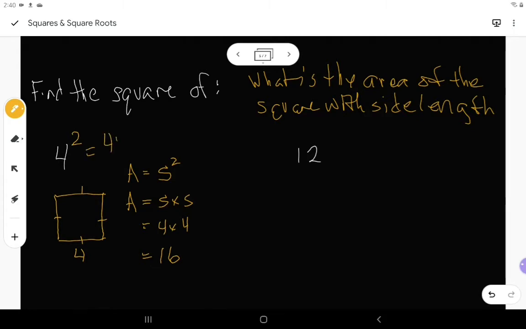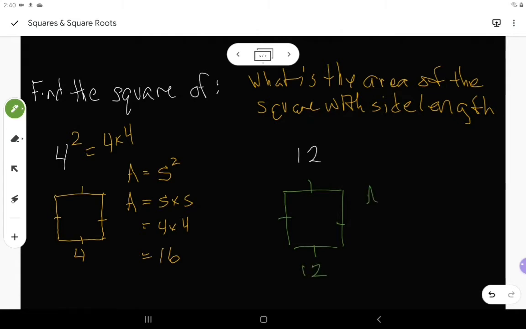And that just means take the 4 and multiply it by itself so that there are 2 4's. Okay? All right, if I was to look at this next one, find the square of 12. So same idea. It's like saying take a square. All the side lengths are 12.